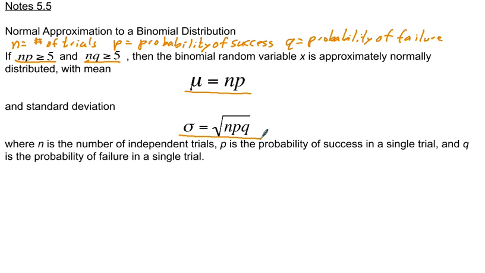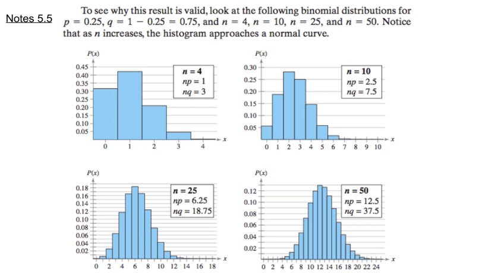All right, going on to the next slide. This shows you a little bit of an example of why it is normally distributed when n times p and n times q are greater than or equal to 5. So in the first graph here, we have n equal to 4. For all of these, p is 0.25 and q is 0.75. That's given to us up here. So in the first graph, where n is equal to 4, n times p is only 1, and n times q is only 3. And looking at that, we would say that's skewed right, so that is definitely not normal.